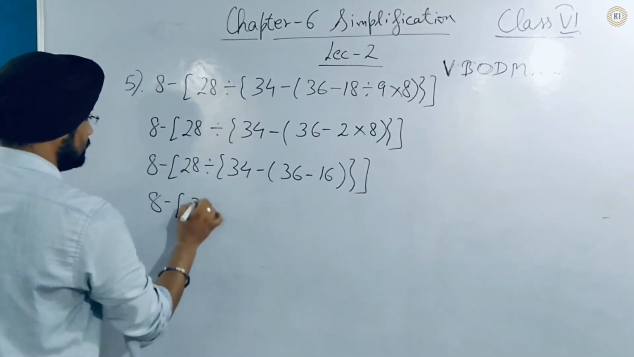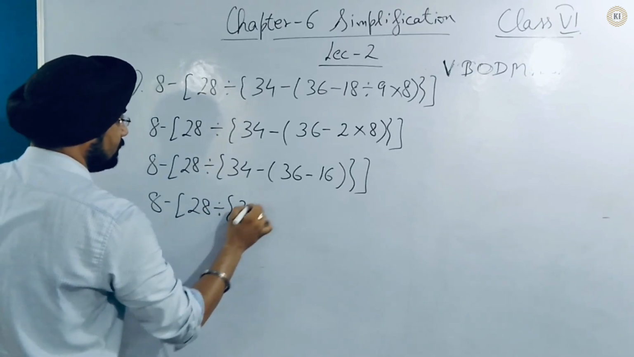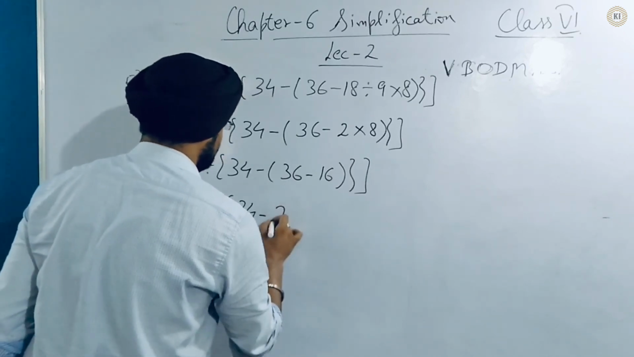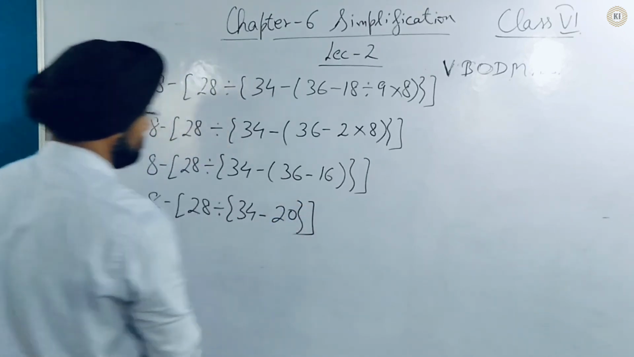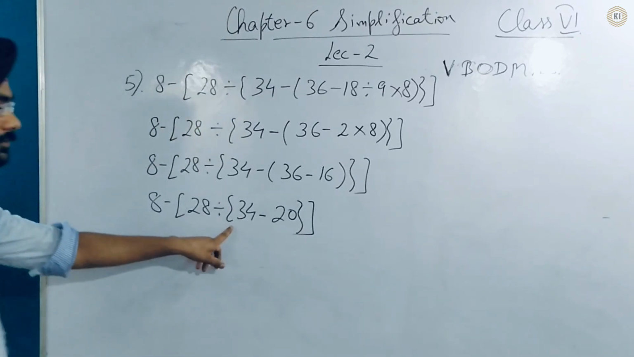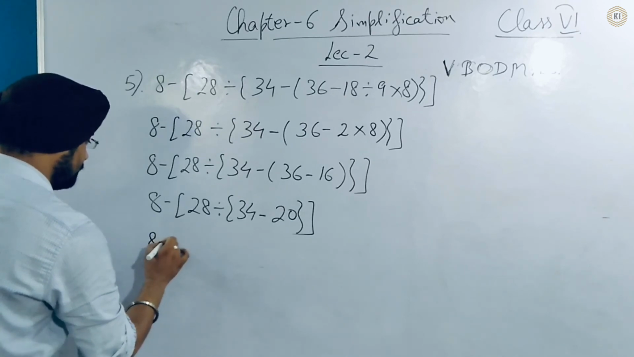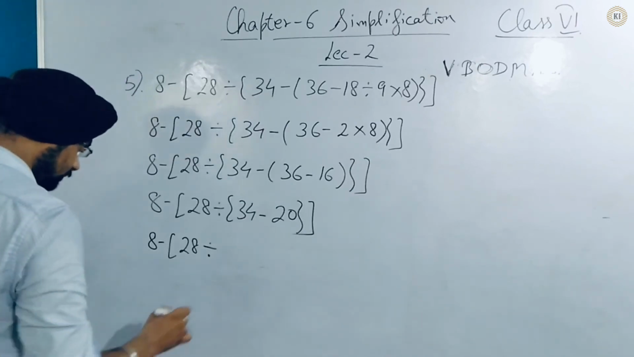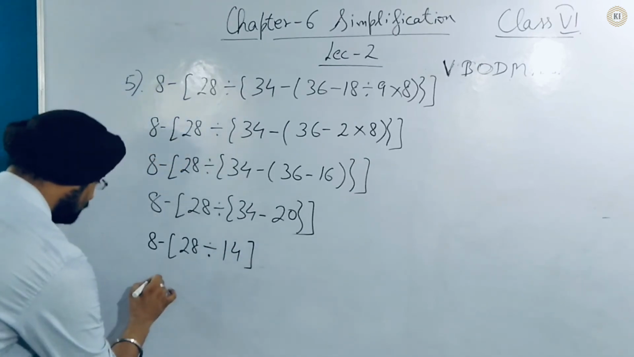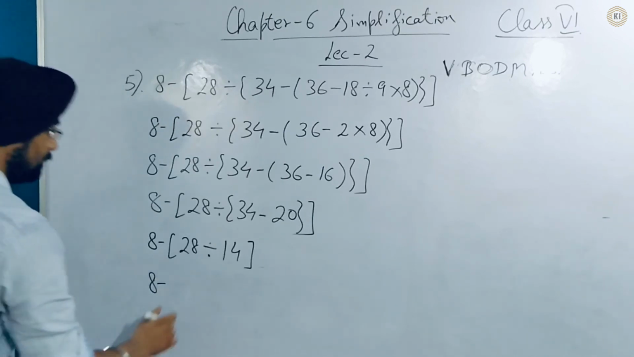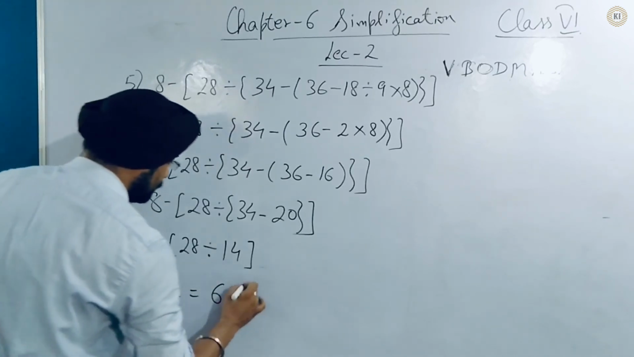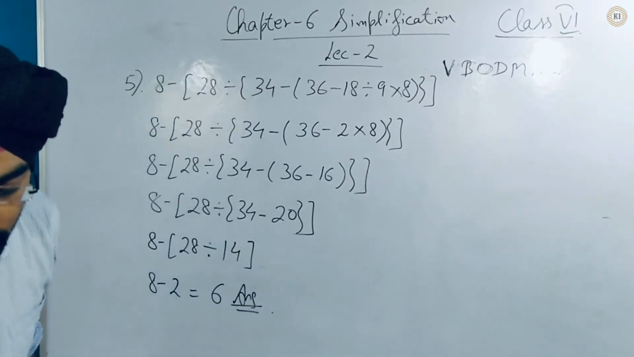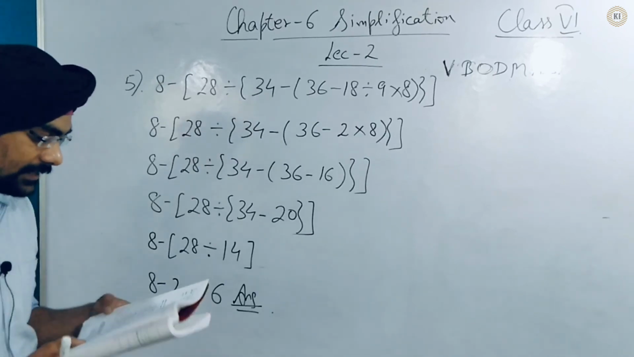So 8 minus 28 divide 34 minus 36 minus 16 will be your 20. Now again we are going to solve this curly bracket. So 8 minus 28 divide 34 minus 20, it will be your 14. So 8 minus 28 divided by 14 will be your 2, and 8 minus 2 will be your 6. Now let us see one more question, and this will be the last question of this chapter.